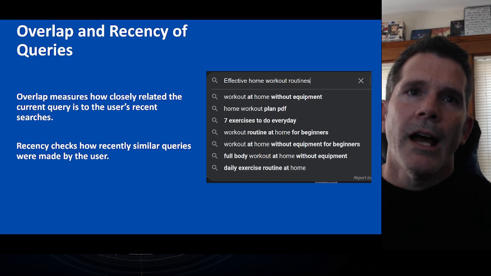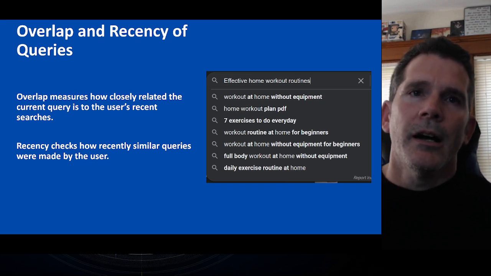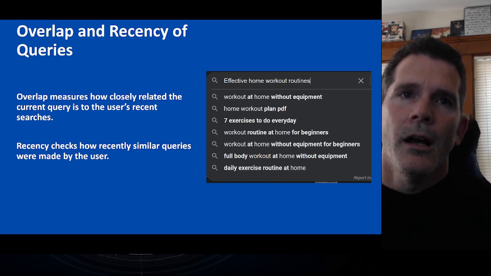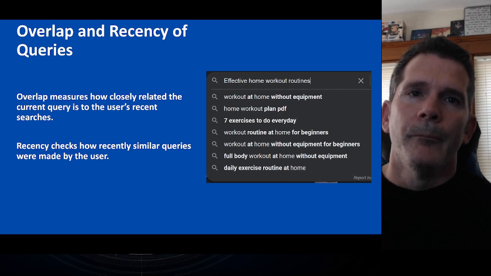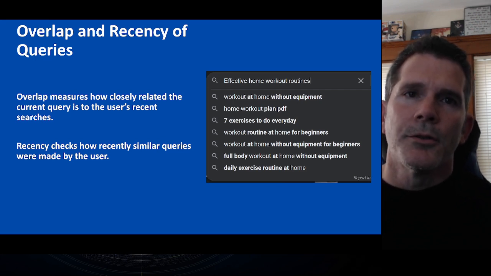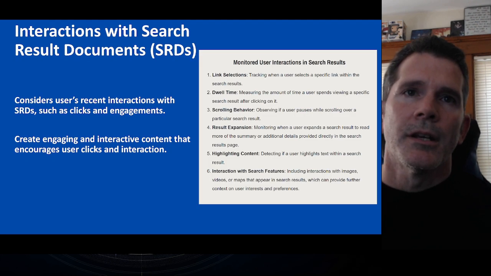So, looking at the overlap and recency of queries measure, this looks at how closely related the current query is to the user's recent searches and how recently similar queries were made. In this instance, you can analyze user search behavior to identify common queries and trends, which can help create timely and relevant content.